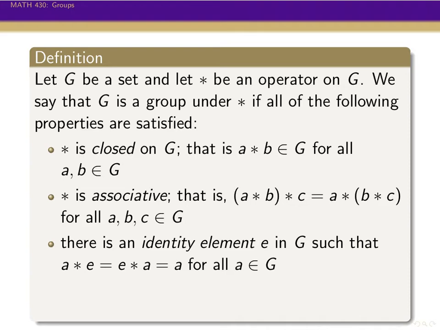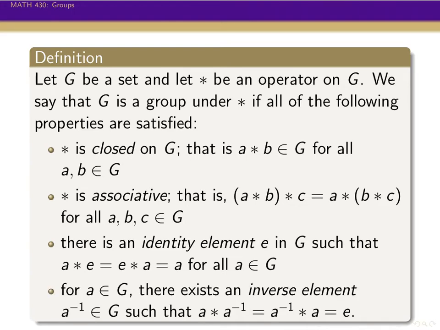Our set needs to have an identity element, and so an identity element, if you apply it with the operator to anything else in the set, you get that thing back again. So for any A, A star E is equal to E star A is equal to A. And lastly, for every A in G, there needs to be an inverse element. So we're going to call it A inverse, such that A star A inverse gives you back the identity, and also A inverse star A gives you back the identity.